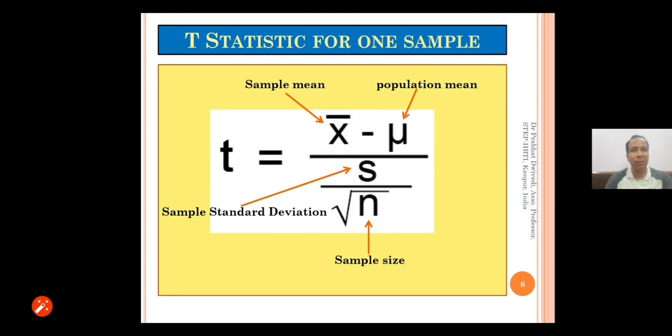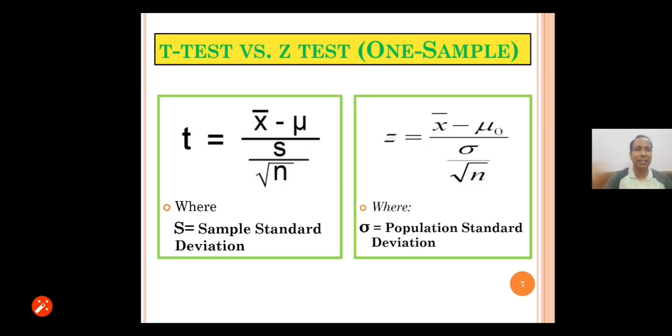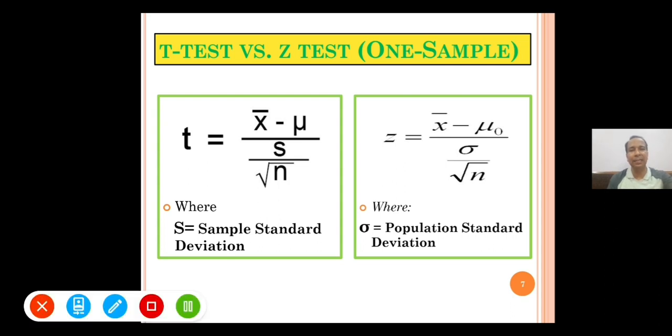Sample mean x bar minus population mean, that is mu, upon S, that is sample standard deviation, upon under root n, that is sample size. This is what the t-test statistic is. Now let's compare the t statistic with the z statistic. So here the t statistic and z statistic are given for comparison.